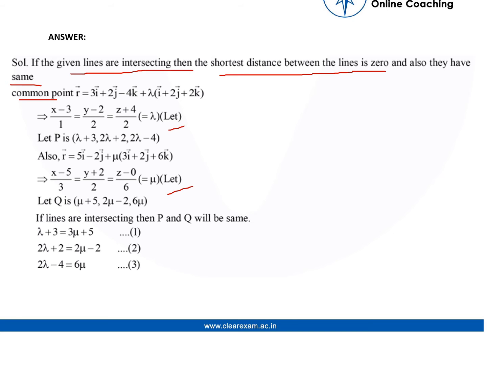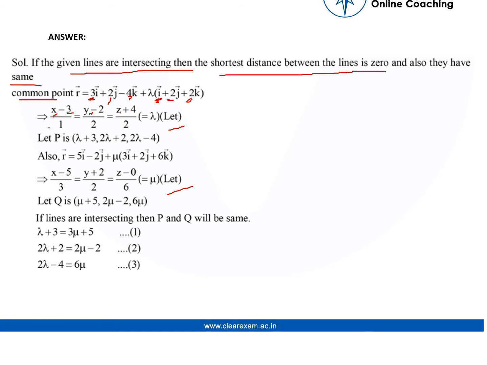Look, x minus 3, this 3. Y minus 2, this 2. Z minus minus 4, that's why z plus 4. And upon this, x minus 3 by 1, because of this, y minus 2 by 2, and z plus 4 by 2, this 2. So we are letting it equal to lambda.